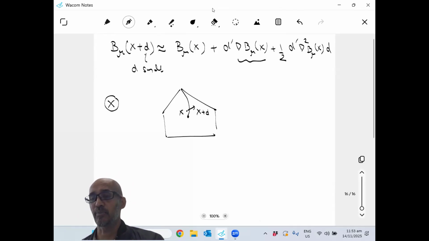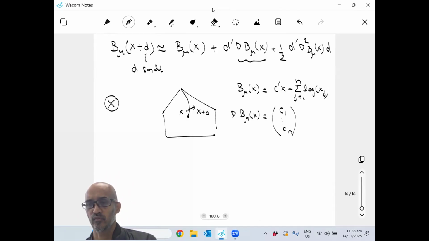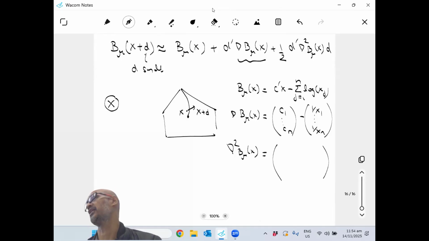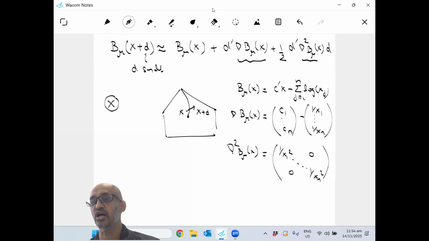But this is easy to calculate. So what is the barrier function? B mu of x is just c transpose x minus mu times the summation j equal to 1 to n of log of x j. The barrier function is very easy. The gradient is just the vector c1 up to cn minus the gradient of the log terms, and the gradient of log of x is 1 by x. So that's my first derivative, a vector. What is the second derivative, the Hessian matrix? It's a diagonal matrix. If I differentiate another time with respect to x1, I'll get 1 by x1 squared, up to 1 by xn squared, with zeros everywhere else because this is a separable function. There are no cross terms involving x1 and x2 and so on. So these things are very easy to write down.